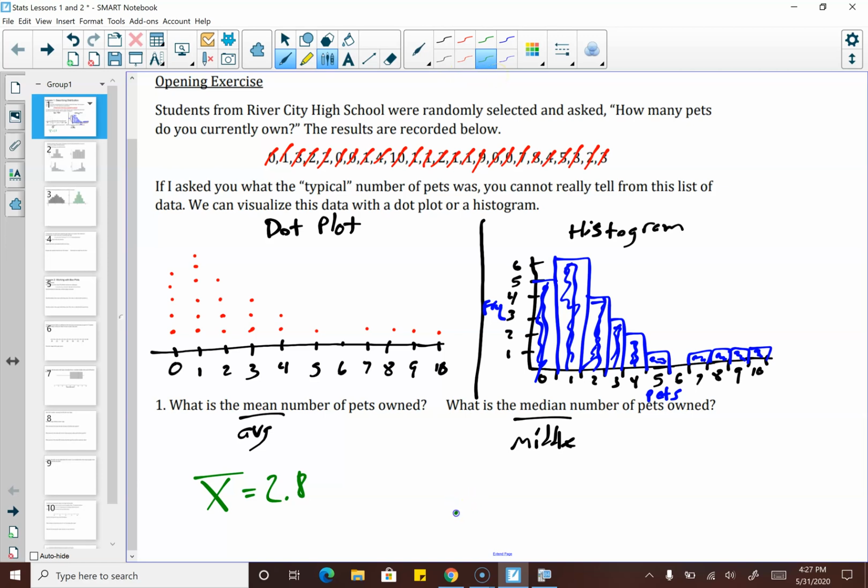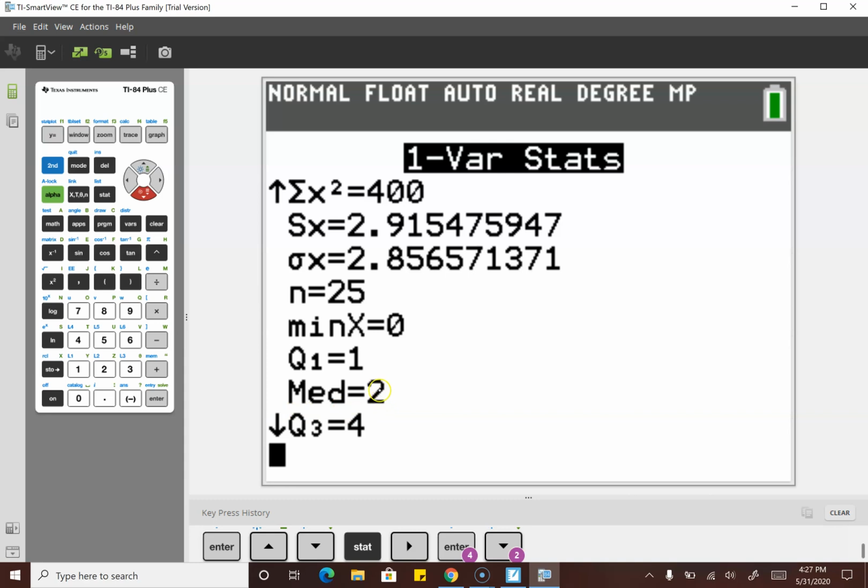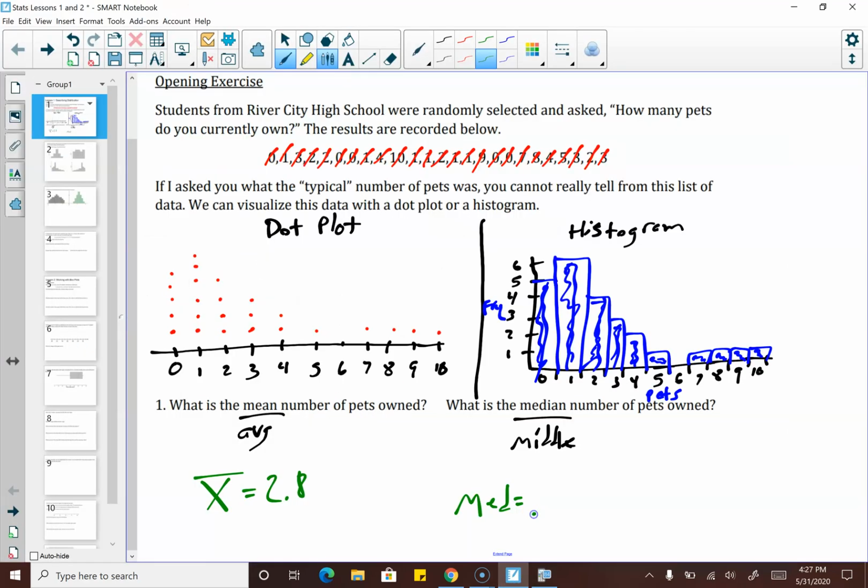And then the middle, or the median, is the one that says Med. If we go back to our calculator here, we might have to scroll down a little bit. You'll see Med stands for our median. That is going to be 2, not 0.2, sorry, 2. So the middle, if you put all these numbers in order from smallest to greatest, the number that would occur right in the middle would be 2 pets, okay?